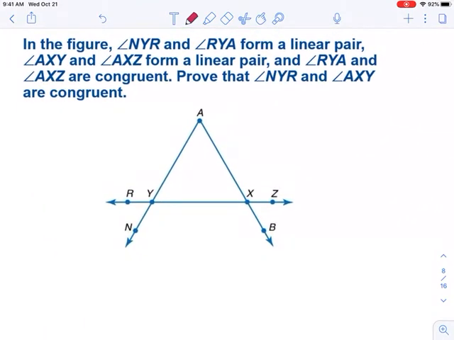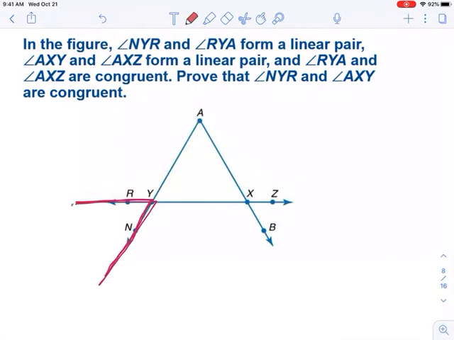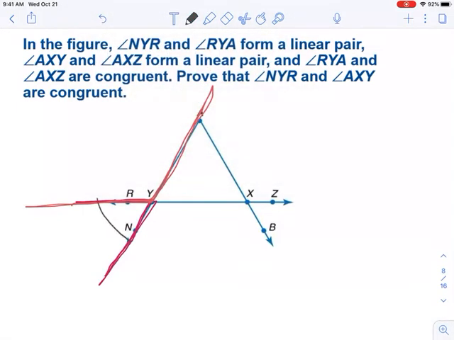In the figure, angle NYR, that's out here, through N, to Y, through R. RYA is here, through R to Y through A. They form a linear pair. Well, that's good to know. Why is that good to know? Because linear pairs are supplementary. Supplements theorem.